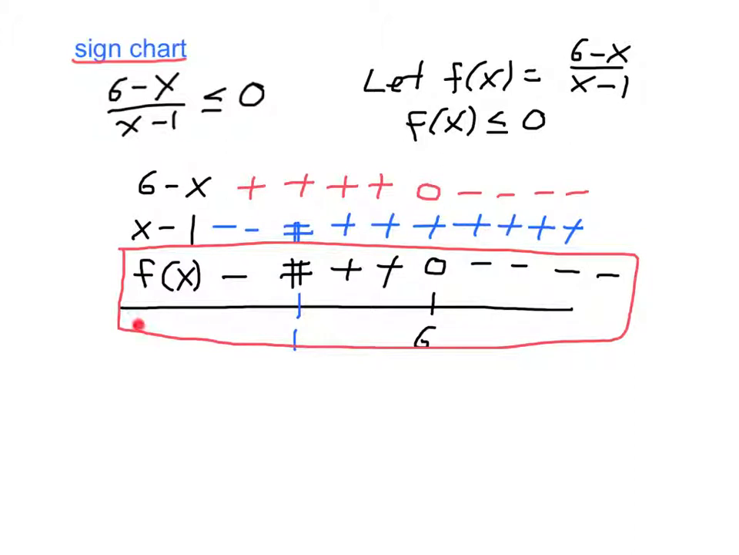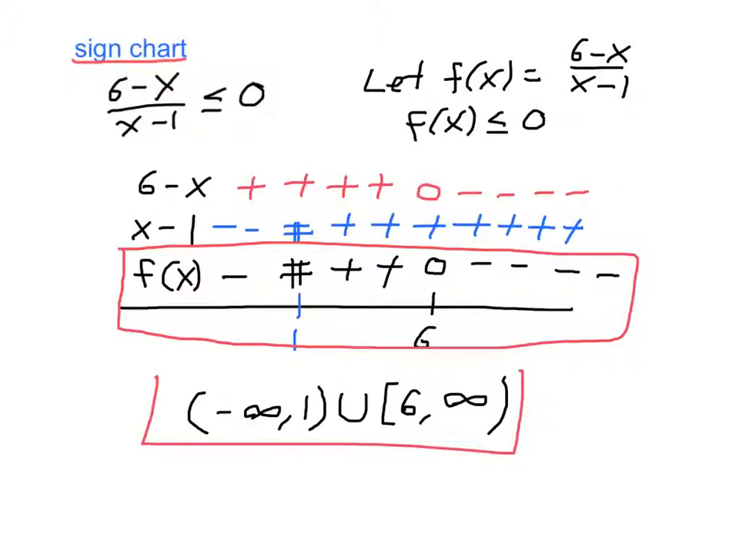What's less than 0 is from negative infinity to 1. I can't include the 1 because it's division by 0. And then 6 to infinity. And I do include the 6 because it's equal to 0, and it's less than or equal to 0. So if I put this in interval notation, it's going to go from negative infinity to 1, and I cannot include the 1, so it's open, union, closed bracket, from 6 to infinity, and then an open bracket at infinity. And this is my final answer for the inequality.